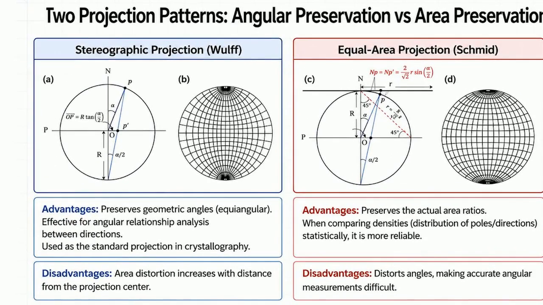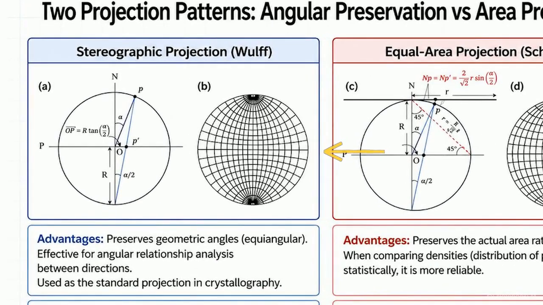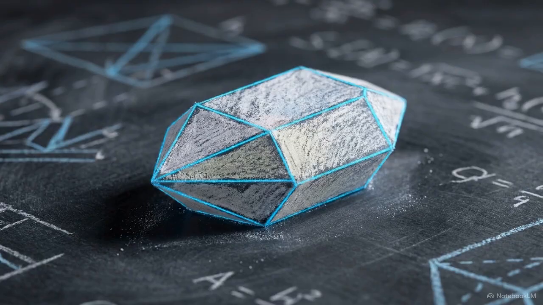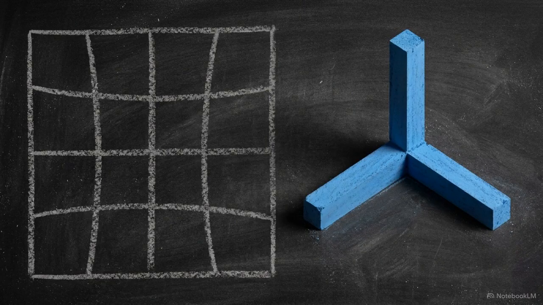The visual distortion here is obvious. The grid squares stretch and expand significantly as they radiate outward from the projection center. But the Wulff projection possesses one paramount advantage: it is strictly equiangular. Every intersection on this grid perfectly maintains its true, original geometric angle. Because the specific angular relationship between crystal faces defines a material's structural symmetry, the Wulff projection serves as the mandatory standard in crystallography. To map crystal texture accurately, we sacrifice area consistency to protect the true angles.